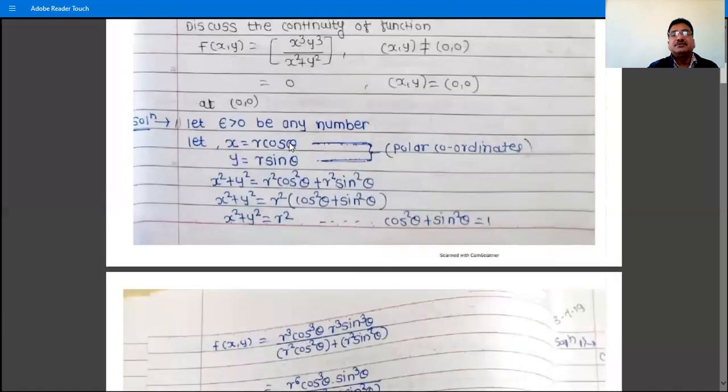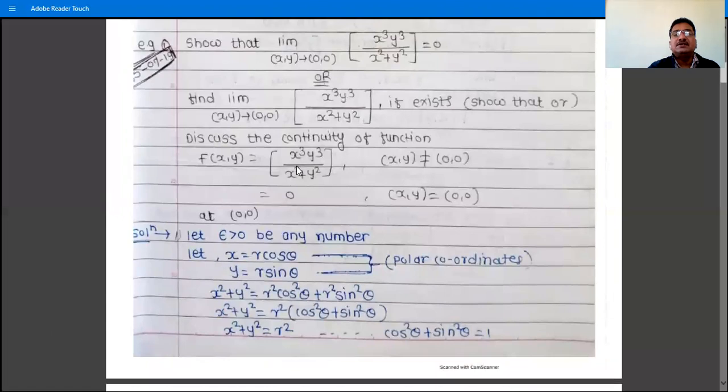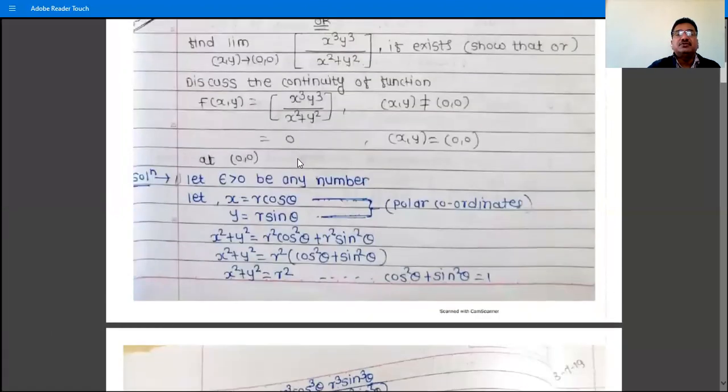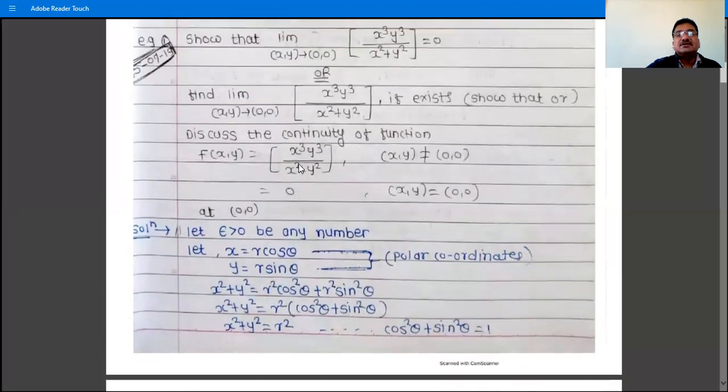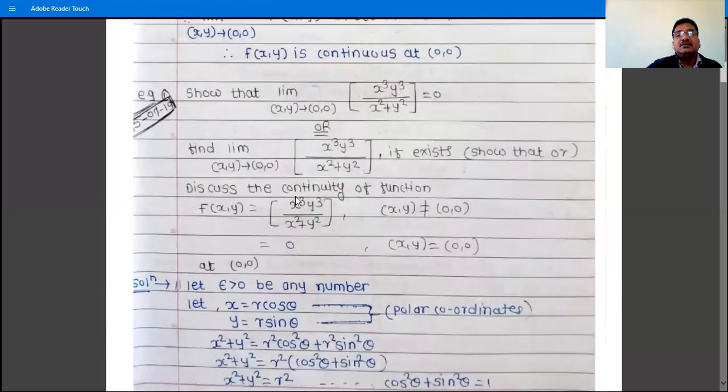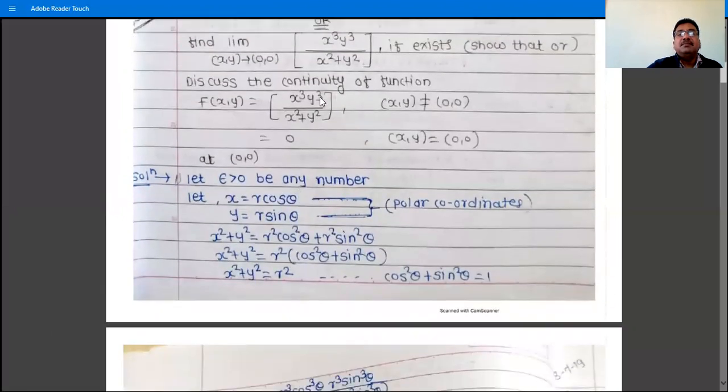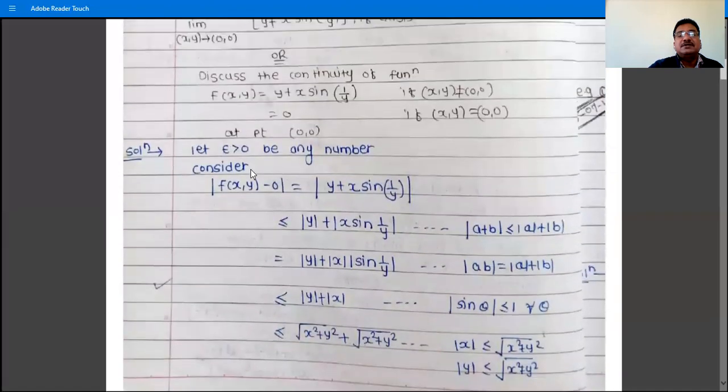Okay, so use polar coordinates. Sometimes polar coordinates are useful to show the limit exists. So this is another method to show the limit exists. Divided by x square plus y square means here we have to use polar coordinates. Let epsilon greater than 0 be an arbitrary number.